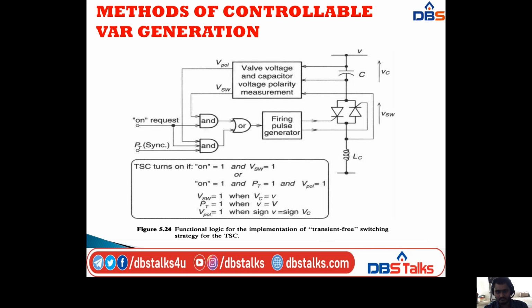VPOL is equal to 1, and if VSW is 1, then VC is equal to V. If PT is equal to 1, then V is equal to V, and V polarity is equal to 1, then sin V is equal to sin VC. That means whether positive or negative, both signs are equal for the normal voltage and the capacitor voltage. Okay, like this, the functional logic for the implementation of the transient free switching strategy for the TSC is worked.